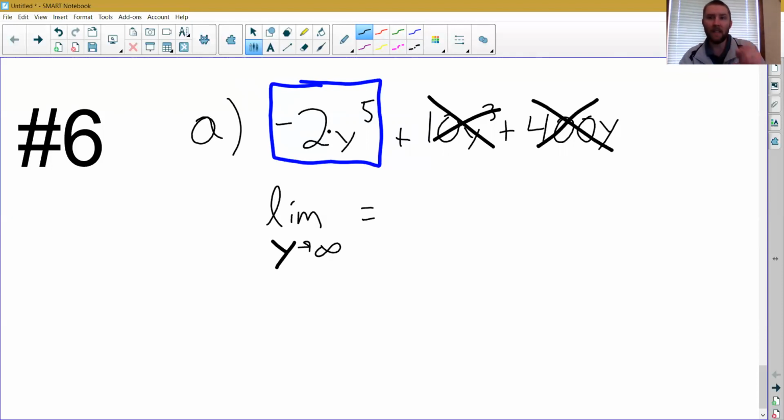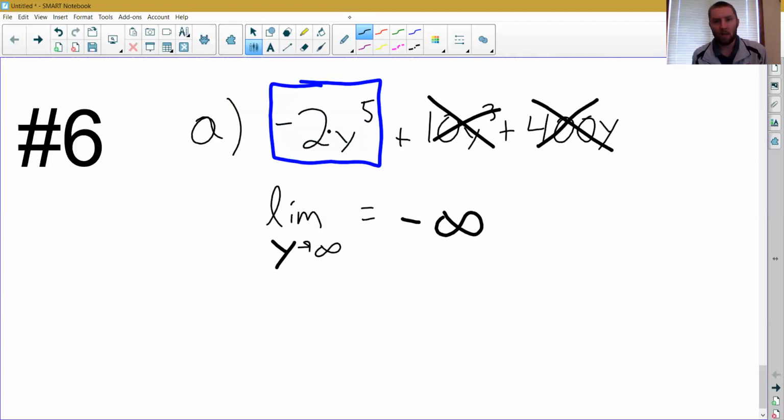Okay, so once I've identified the dominant term, I can simply X off everything that's not the dominant term. I don't care about anything else. Because as y approaches infinity, these two pieces are not going to matter at all in the end, because they're going to be small potatoes compared to negative 2 times y to the 5th. So in this case, because my number is negative and it's very, very large, my limit here is negative infinity, okay? My limit is negative infinity.